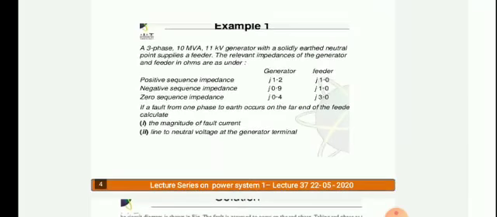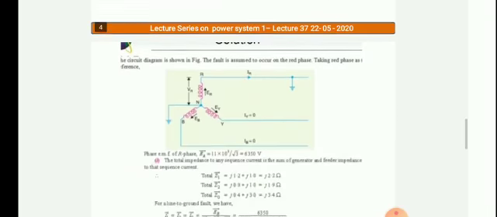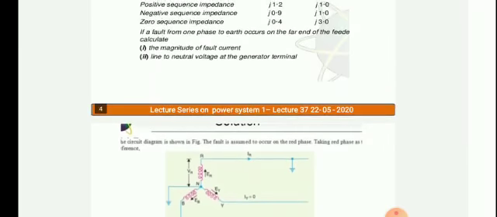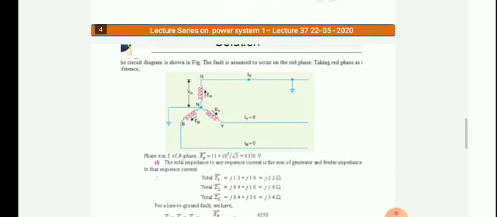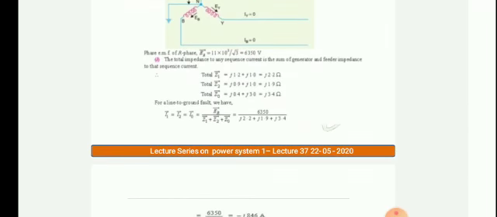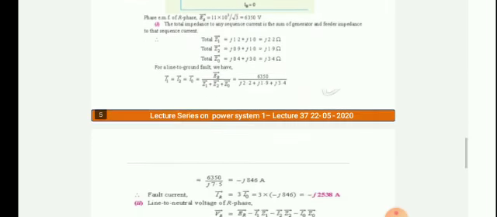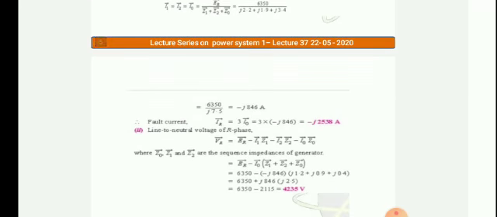Try doing this problem for the LL fault as well as the double LG fault with the same values that have been given here, and check whether the fault currents which you are getting are greater or lesser than these values.